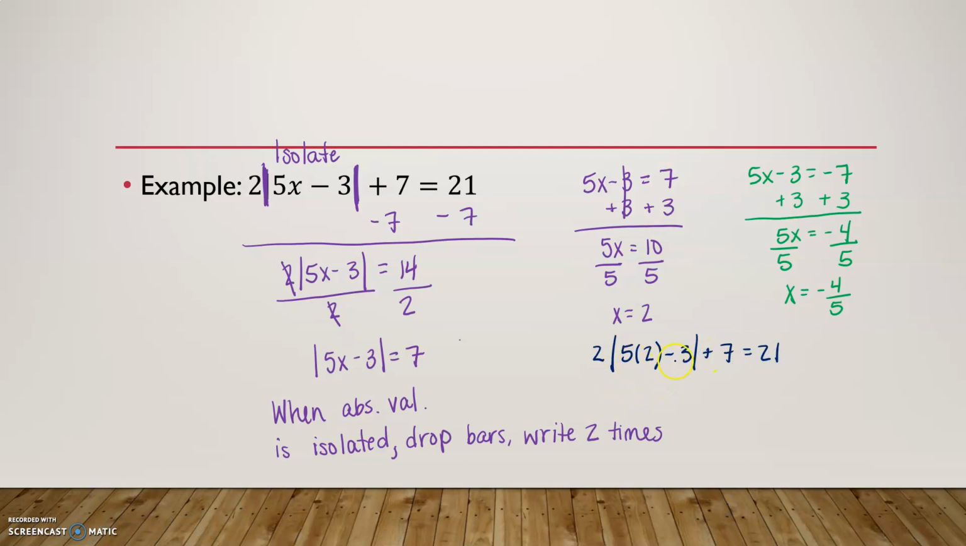So I'm going to have 10 minus 3 is 7, so I've got 2 times 7 plus 7 equals 21. This would give me 14. 14 plus 7 is 21, and that is a true statement.